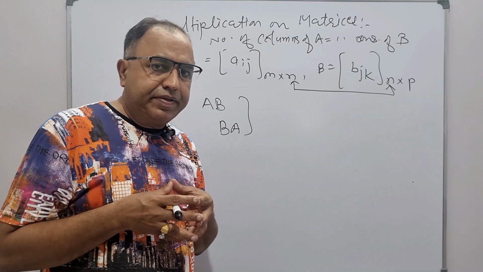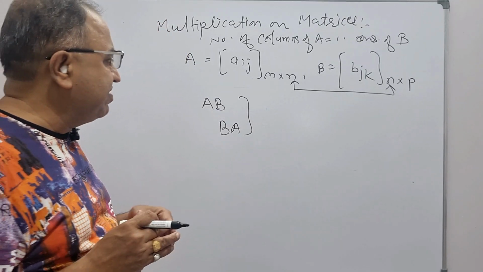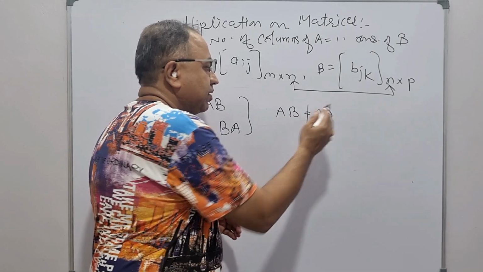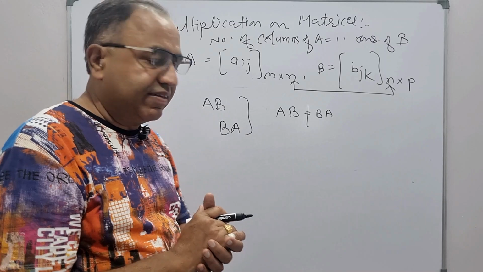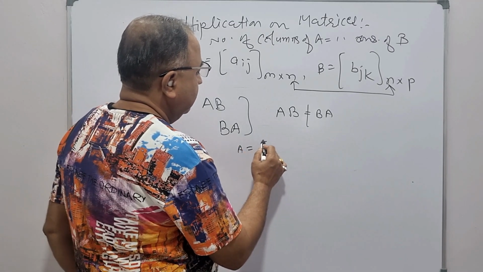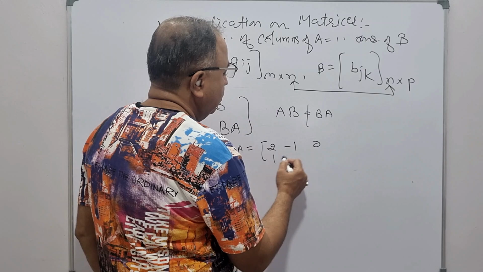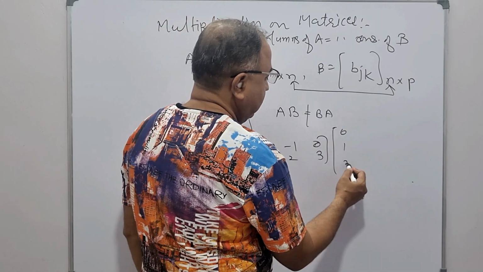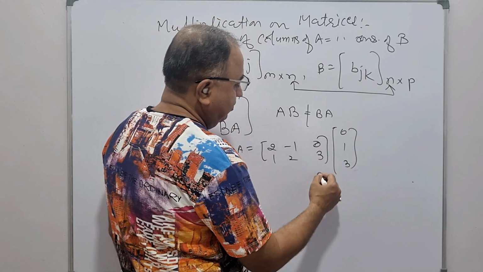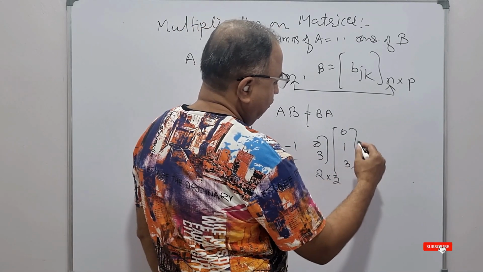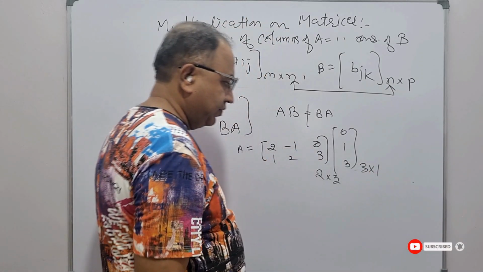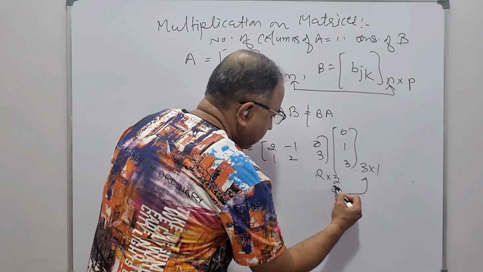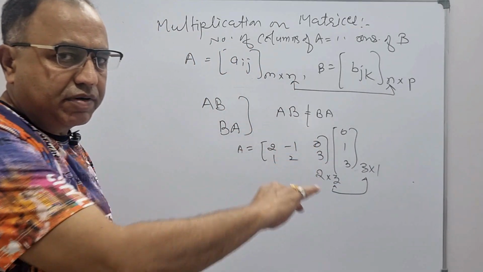But the commutative property is obviously not true. Commutative property means AB is not always equal to BA. Why? Because AB may exist, BA may not exist. For example, if I write a matrix 2, minus 1, 0, 1, 2, 3, and the other one is 0, 1, 3. So what is the order of this? 2 rows 3 columns, 2 by 3. Here 3 rows 1 column, 3 by 1. Right? So A can be multiplied by B. Why? Because the number of columns of A is same as the number of rows of B.